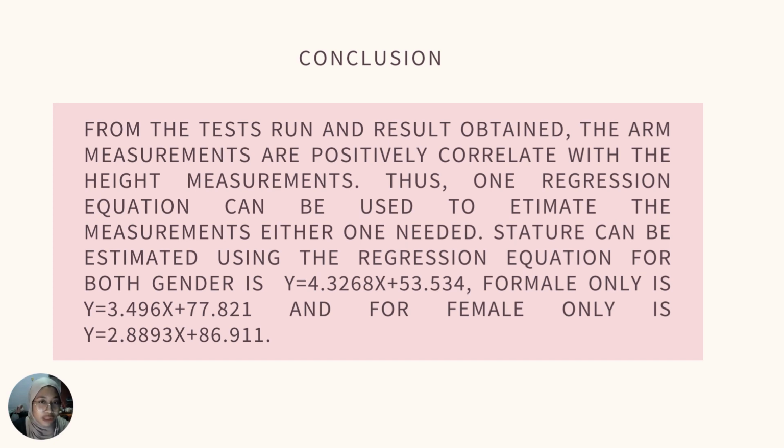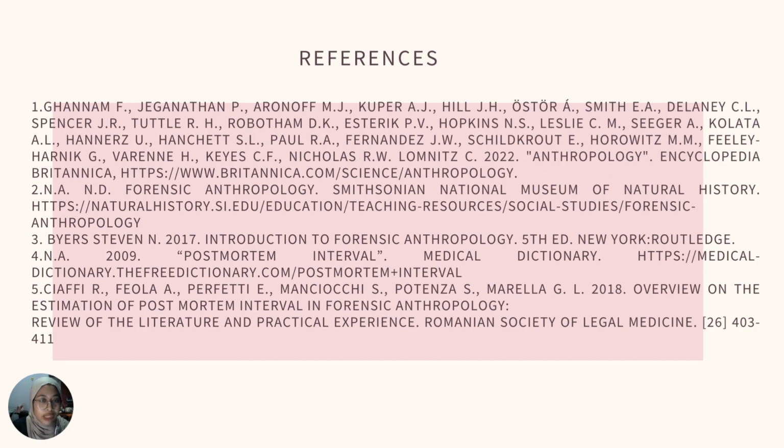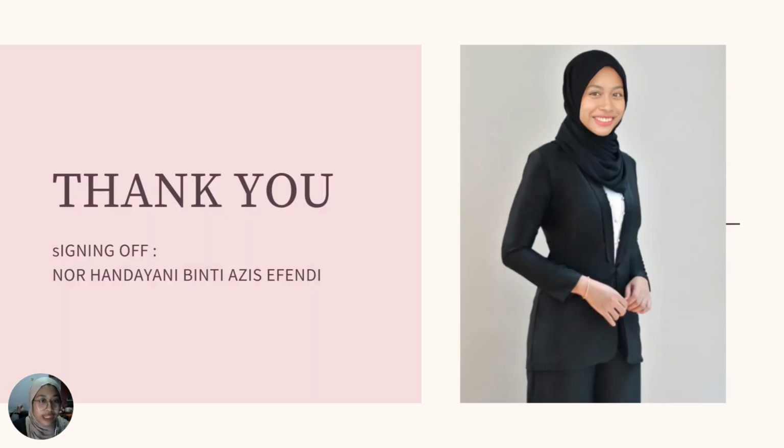Stature can be estimated using the regression equation for both genders, which is y equals 4.3268x plus 53.534. For male only, y equals 3.496x plus 77.821, and for female only, y equals 2.8893x plus 86.911. These are the references I use, and that is all from me.